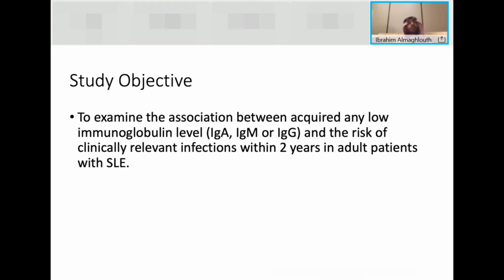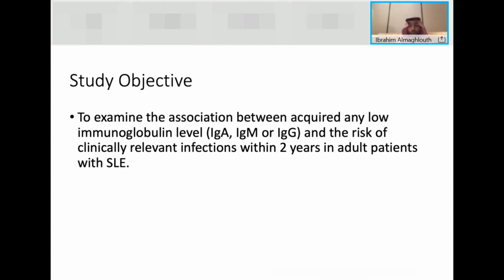And despite the fact that people use immunosuppressive agents, which by default increase your risk of infection, including steroids, we know that some people develop infection, others do not. So there must be something else that accounts for infection risk. One of these variable factors that we looked at is the level of immunoglobulin. The question was whether acquiring low immunoglobulin, a drop in your immunoglobulin, increases your risk of clinically relevant infection.